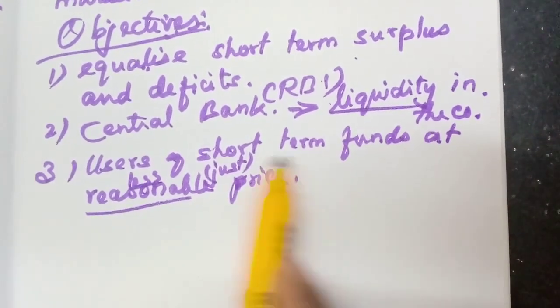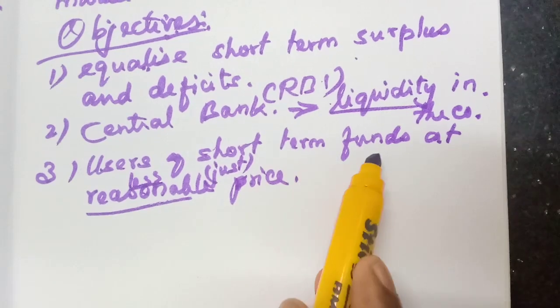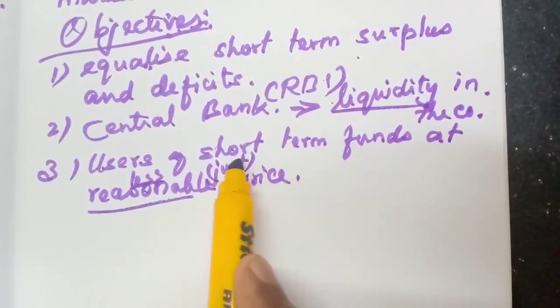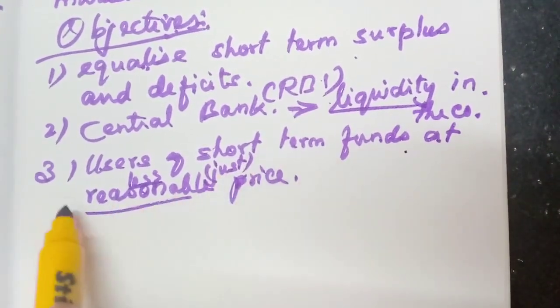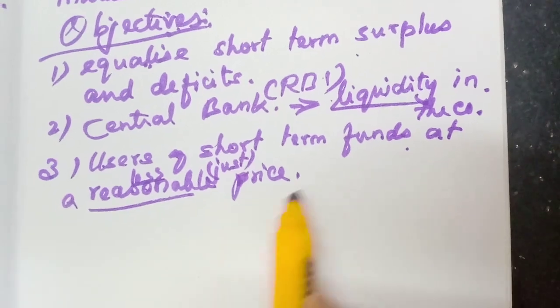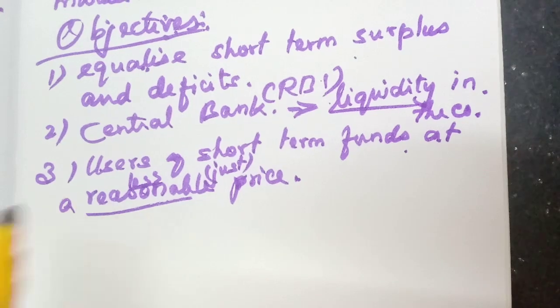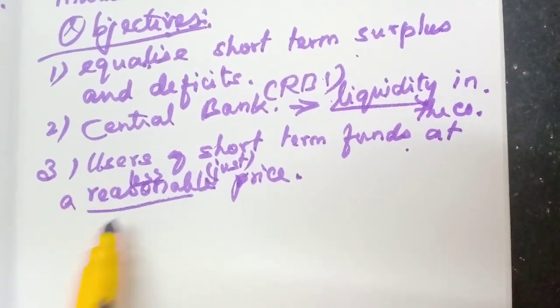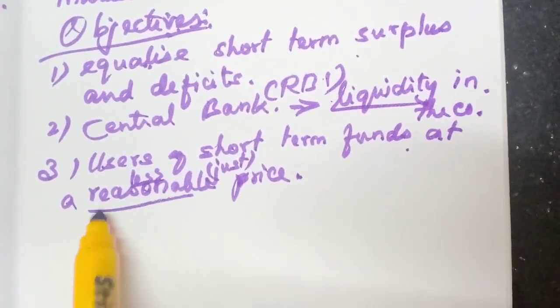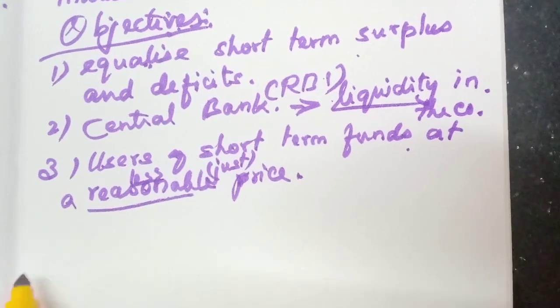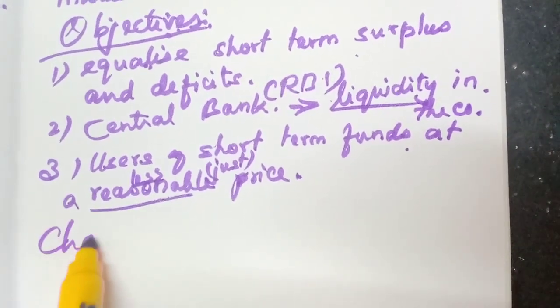The users of short-term funds will be provided, or they have to meet their requirements. That means they may need more short-term funds. They can avail these short-term funds at a reasonable price. They may not get them at a large price. For this purpose only, the money market is functioning in the country. Understood the objectives. Now the characteristics. The next heading.